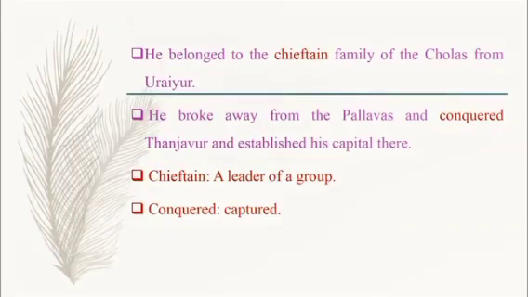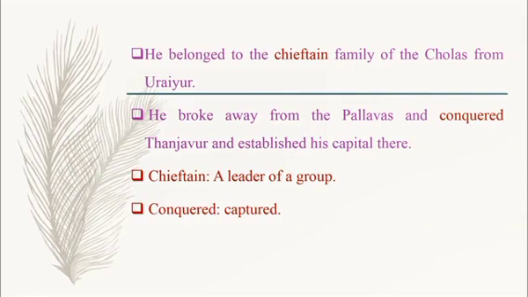He belonged to the chieftain family of the Cholas from Urayur. He broke away from the Pallavas and conquered Tanjavur and established his capital there. Here, chieftain means a leader of a group. Conquered means captured. So, he belonged to the chieftain family. Here, he refers to Vijayalaya.